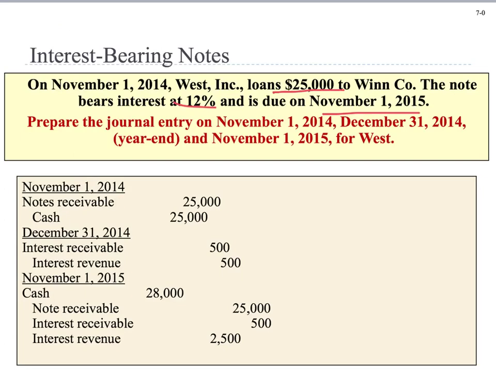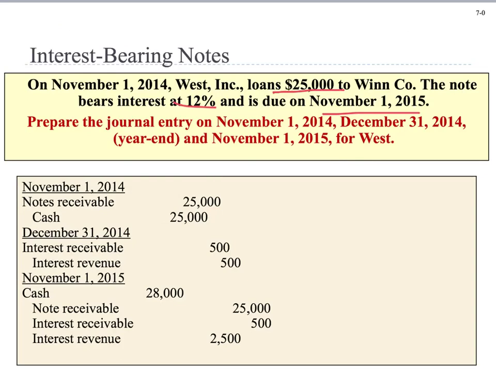Now remember, we're saying for West. When you're reading through these problems, you have to make sure that you know who you are on the problem. Are you West or are you Win? Are you giving the money or getting the money? In this case, you're West and you're giving the money. So you can see on November 1st, they're paying out cash of $25,000 and setting up a notes receivable because somebody owes them the money back, right?